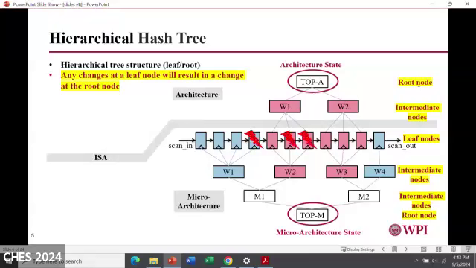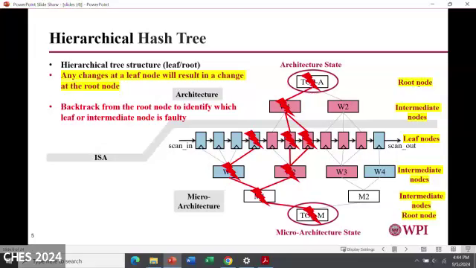For example, I have some registers that are faulty at the very bit leaf level, and I now know where word 1 will be faulty because of this tree structure, and eventually architecture state top A will be affected by the fault. Same thing for microarchitecture: word 1 and word 2 will be faulted, and they will cause module 1 to get faulted. At the end, the microarchitecture state will be faulted. So by looking at this tree structure, we're able to backtrack from the root node to identify which leaf or intermediate node is faulty, which will be extremely helpful for fault root cause analysis.